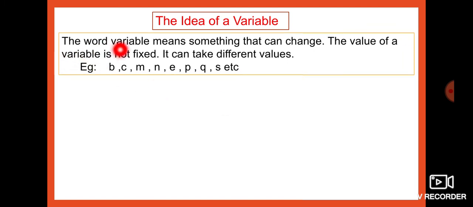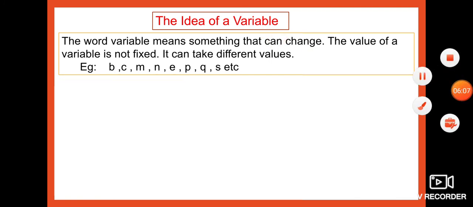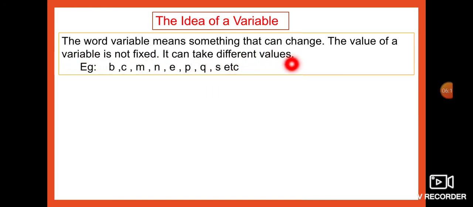Variable. The word variable means something that can change. Variable means something change. That is, the value of a variable is not fixed. It can take different values. B, C, M, N, E, P, Q, S, etc. are to be used as variable. You remember, no need of adding letter O as variable.